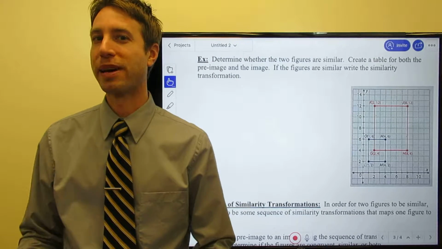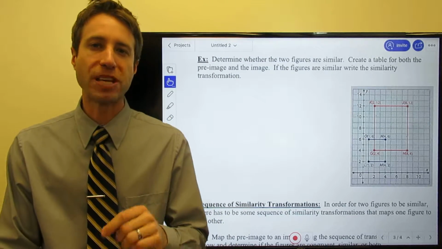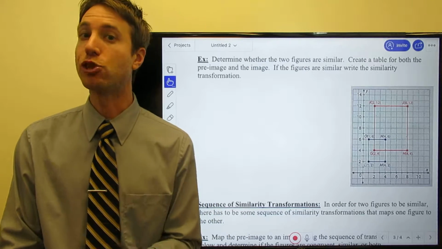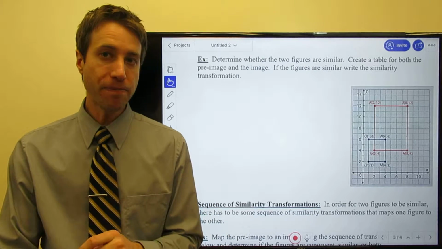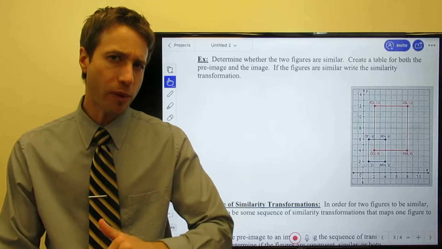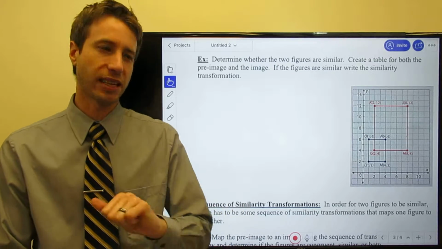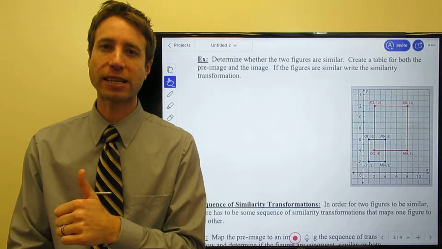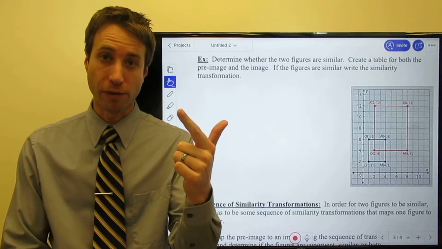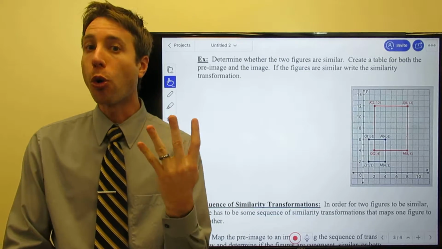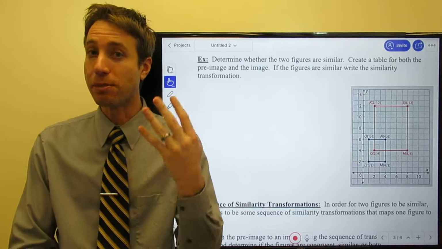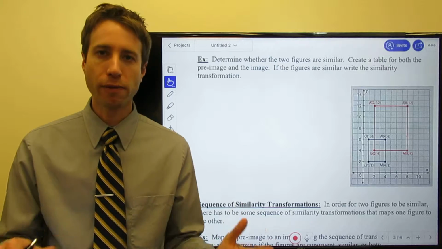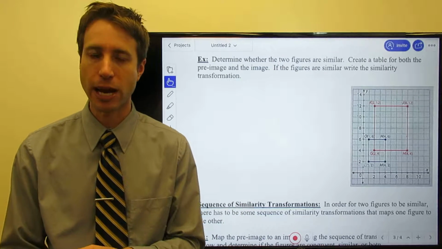Alright guys, welcome to this page of the notes. Again, what we're doing is practicing writing similarity transformations, which means it could be a dilation, which is what we've been working on for the last couple of sets of notes, but it could also mean going all the way back to chapter 1, that it could be a reflection, a rotation, or a translation, right? Similarity transformations maintain shape, and all of our transformations will maintain the shape.